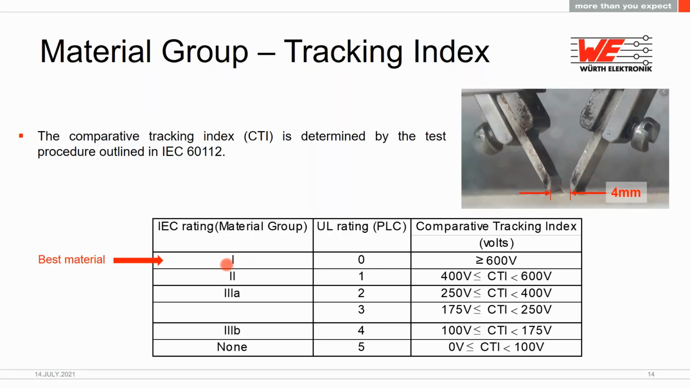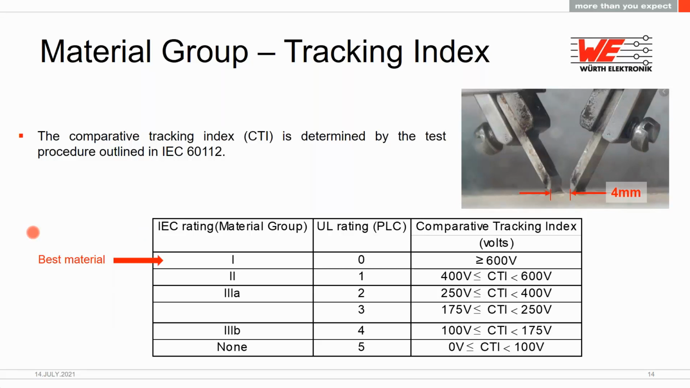Material group 1 rating shows that greater than 600 volts AC is applied between the two electrodes without either the overcurrent device tripping or a persistent flame occurring. As I move down the table to material group 2 and 3, you see that the test voltage must be decreased in order for the insulating material to pass this CTI test. This shows that CTI 1 or material group 1 is the best material available on the market.